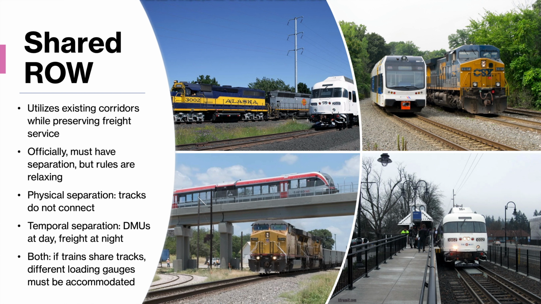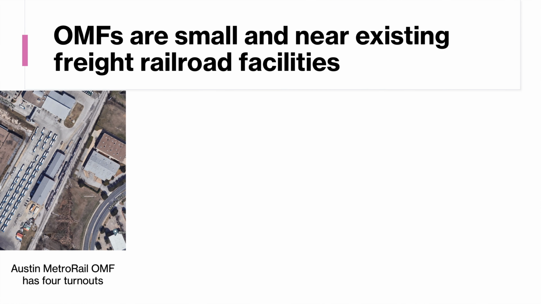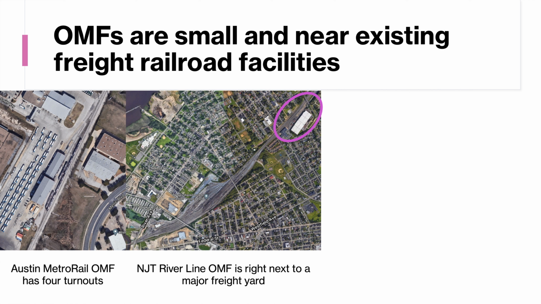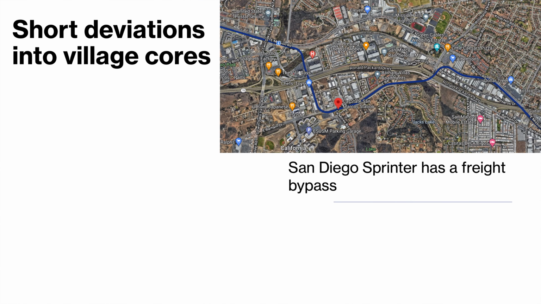run during the night. And interestingly, in the latter case, usually there have to be gauntlet tracks at the station in order to provide the freight cars with a wide enough berth such that they don't damage the station. DMU OMFs are usually very small and near existing freight railroad facilities. Like the Austin Metro Rail OMF, it has, I believe, a mere 4 turnouts. The New Jersey Transit River Line OMF is right next to a major freight yard, and the Dallas A-Train OMF is in the middle of an industrial warehouse switching district, I believe.